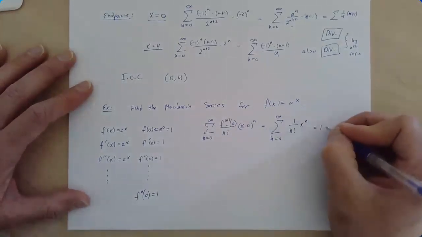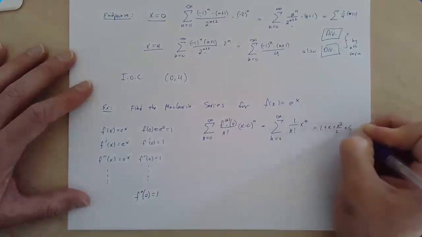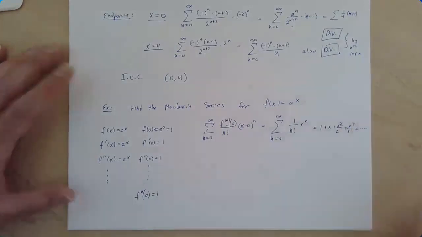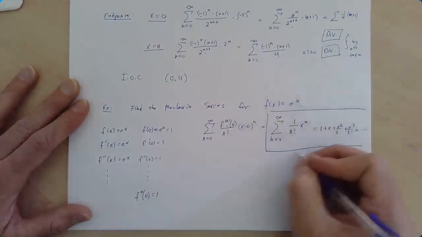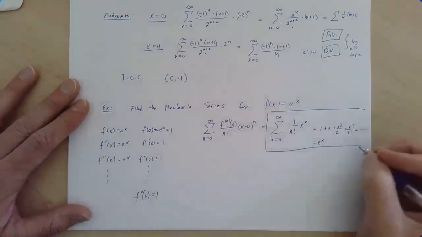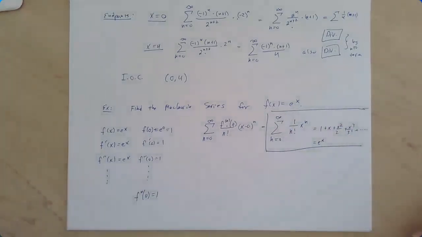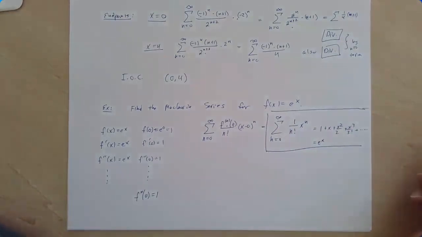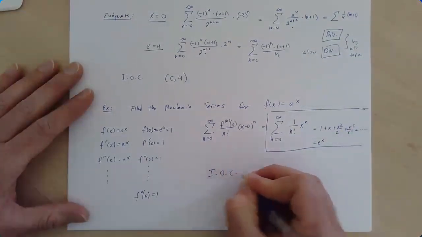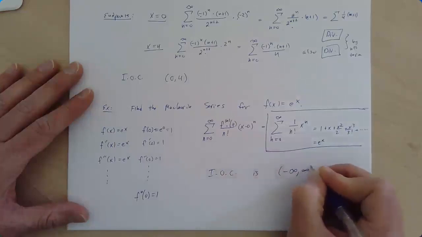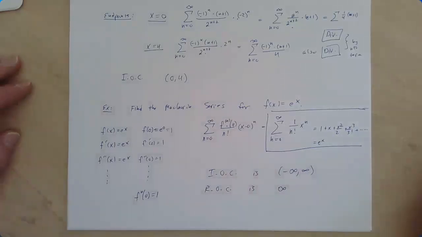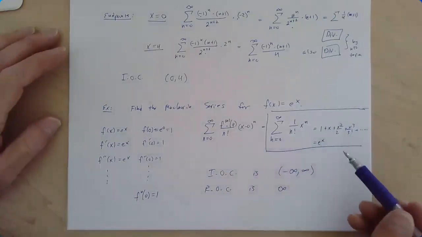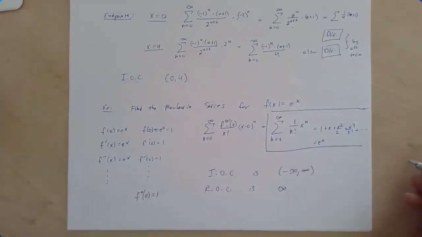which is just 1 plus x plus x squared over 2 plus x cubed over 3 factorial. It goes on and on and on. And that is what e to the x is equal to. And last class, we did talk about how the interval of convergence for this series is everything. So the interval of convergence here is negative infinity to infinity. The radius of convergence is infinity. So that means no matter what value you pick for x, this series will converge to e to that value, which is really nice.